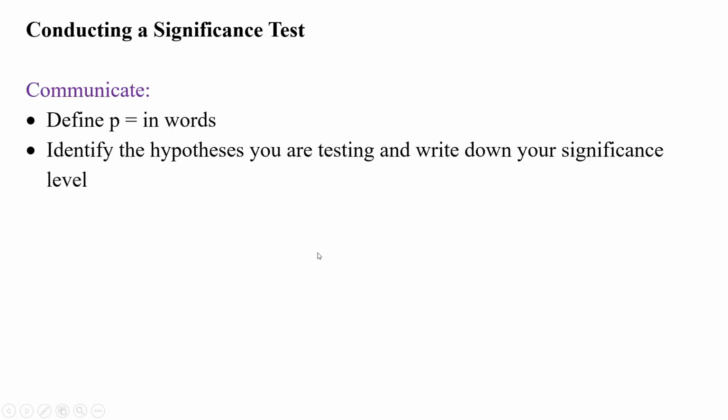Right now, I want to actually conduct a significance test. So I'm about to go through the 4 steps. I did go through this in the last video, so I just want to do a quick recap here of the things we have to include to make sure that we are communicating our ideas efficiently when we conduct a significance test. We want to, for the first C, communicate, define p equals in words, identify the hypotheses we are testing, and write down our significance level.